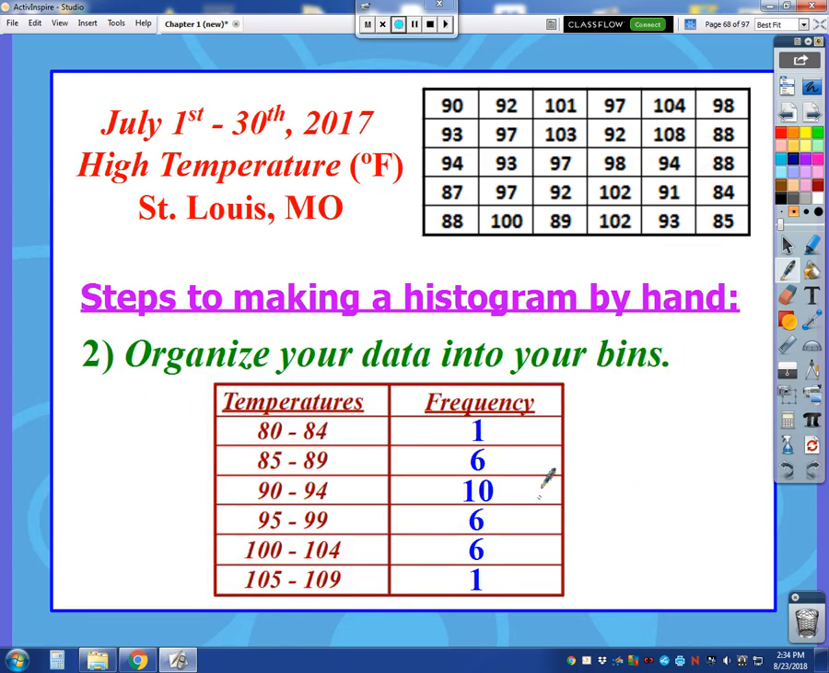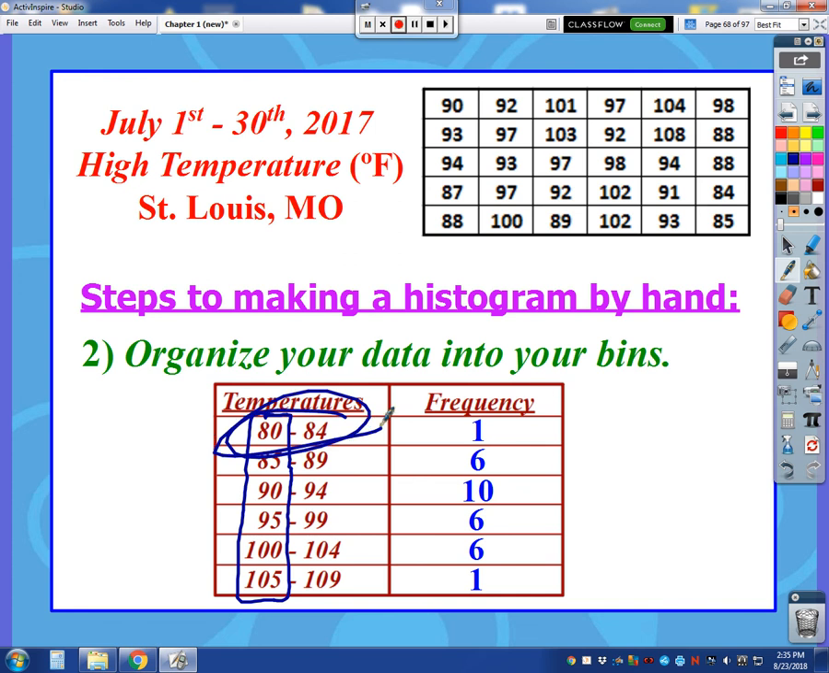So you notice I made myself a little table here. I set myself up for what the temperatures are going to represent. So these are the numbers that I'll actually see in my histogram. But really the ranges that I would see, that first bin is going to contain 80, 81, 82, 83, 84. So there's 5 numbers in there. And then 85 through 89 is 5 numbers. And 90 through 94 is 5 numbers.